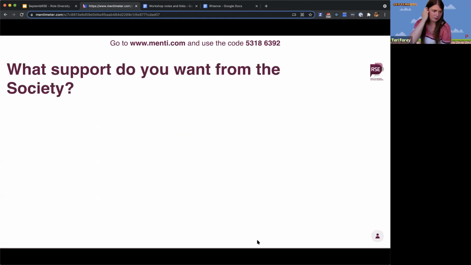And the last question that we have is an open text one, so feel free to write in. What support do you want from the society? And I think you can put in 3 different answers for this if you'd like. So what support do you want from the society?